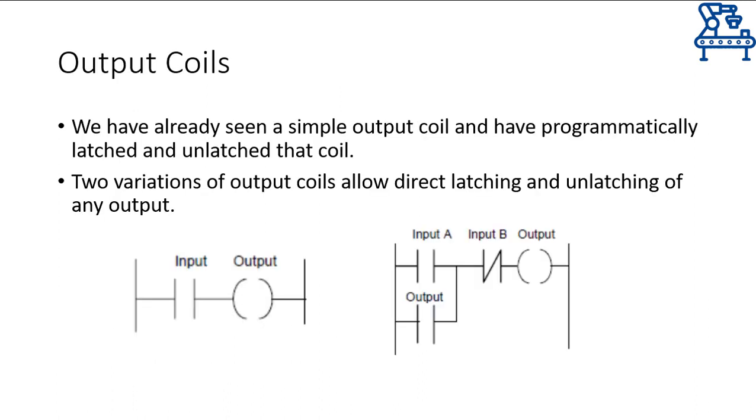Primarily, there are 3 different kinds of output coils available to us. However, we have seen only one kind that turns on if the run conditions are true and turns off if the run conditions are false. Moreover, we have seen how we can programmatically latch the output so that if the run conditions go false, the output should remain on. Well, now you don't have to programmatically latch any output because the other types of output coils, which I am going to discuss, will do the latching for you.